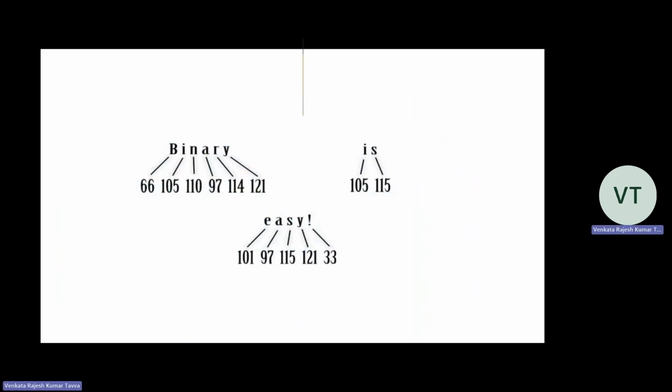So basically, storing any text in a computer is easy. You take each character, find its corresponding ASCII value, which is a decimal number, and convert the decimal number to binary. That's it. So you store the text in the form of binary. Finally, everything should be converted to binary. That's the idea, right?